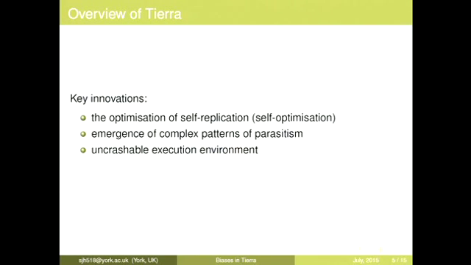The key innovations of Tierra were that you could observe this optimization of the self-replication process. And it was a really neat piece of work at the time. We saw the emergence of these complex patterns of parasitism, which I shall also talk about as we go through. And all of this worked in an uncrashable execution environment, so the universe didn't just suddenly fall over no matter what the instructions did. That's all really, really important.